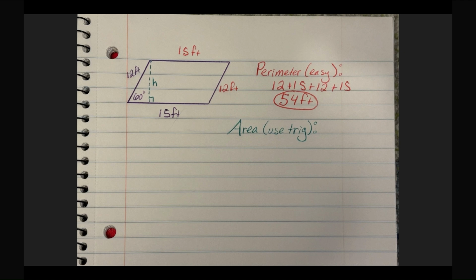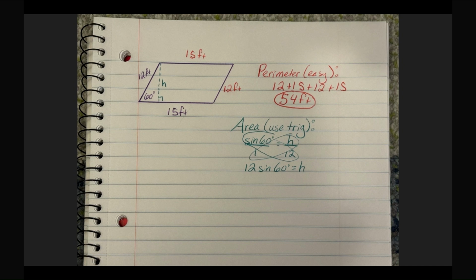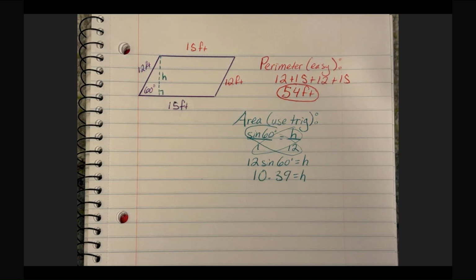Using that right triangle, we can go back to what we were doing a couple weeks ago with trigonometry. We can say that the sine of 60 degrees is h over 12 because sine is opposite over hypotenuse, and h is the opposite side, 12 is the hypotenuse. Cross multiplying, we can say that 12 times the sine of 60 degrees is h. Punch that into the calculator. Our height is 10.39 feet.